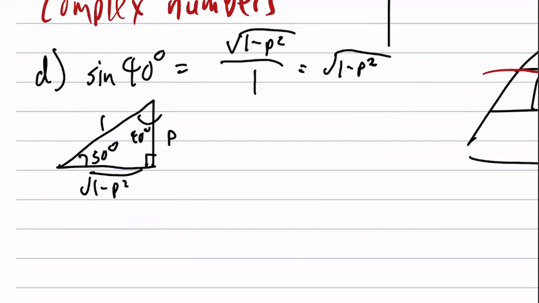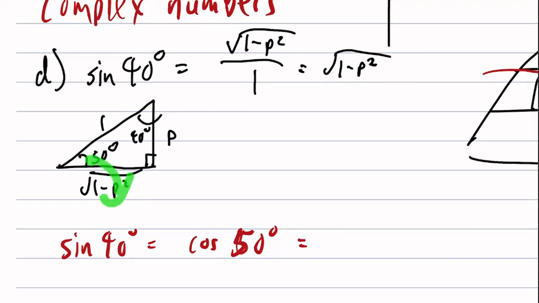Another way. Memorize the identity. Sine 40 degrees is the same as cosine 50 degrees. Good thing is it's fast. Bad thing is you need to memorize. 40 and 50 degrees add up to 90. Then cosine 50 is adjacent over hypotenuse. This one no choice. You still end up needing to draw the triangle.